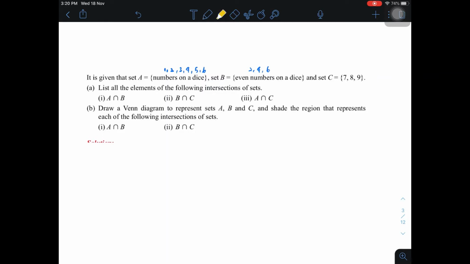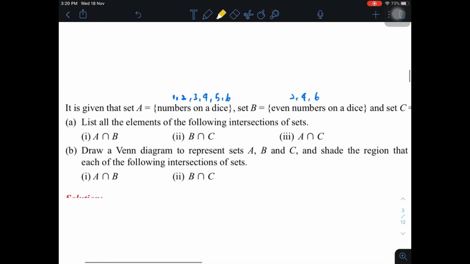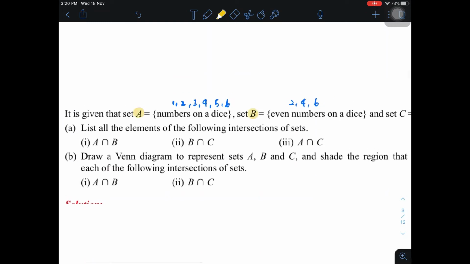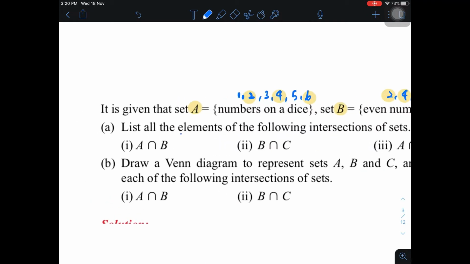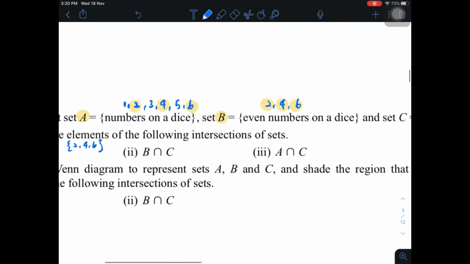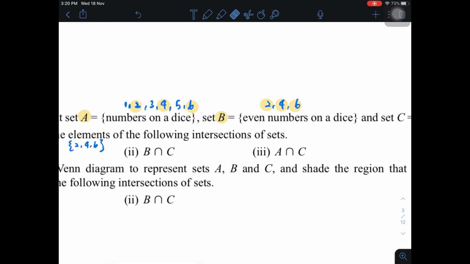So intersection of A and B. What's the intersection of A and B then? We'll look at this, and there are similarities basically: 2, 4, 6 and 2, 4, 6. Right? So that would be our intersection of A and B: 2, 4, 6. Right? Then we'll move to the next one.